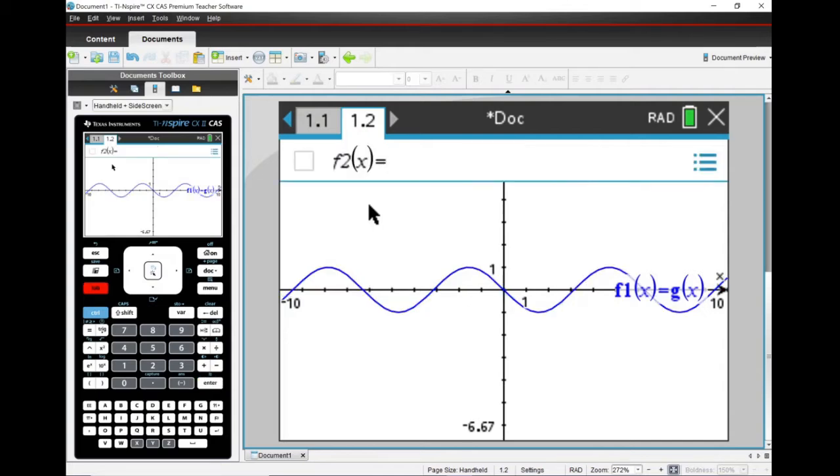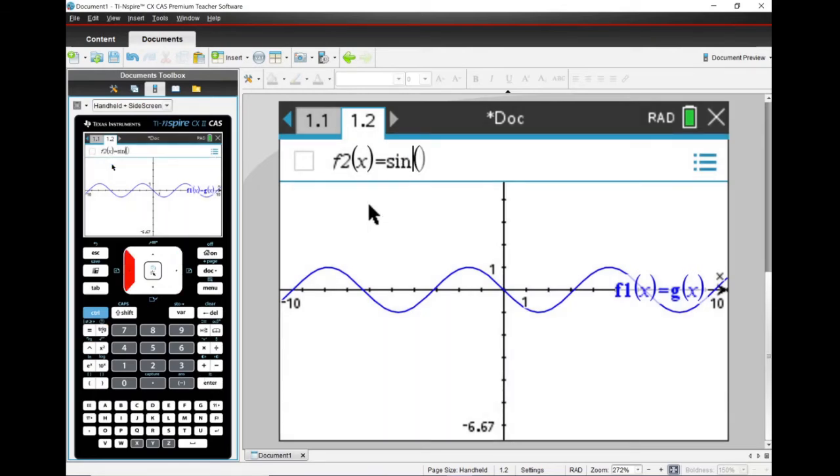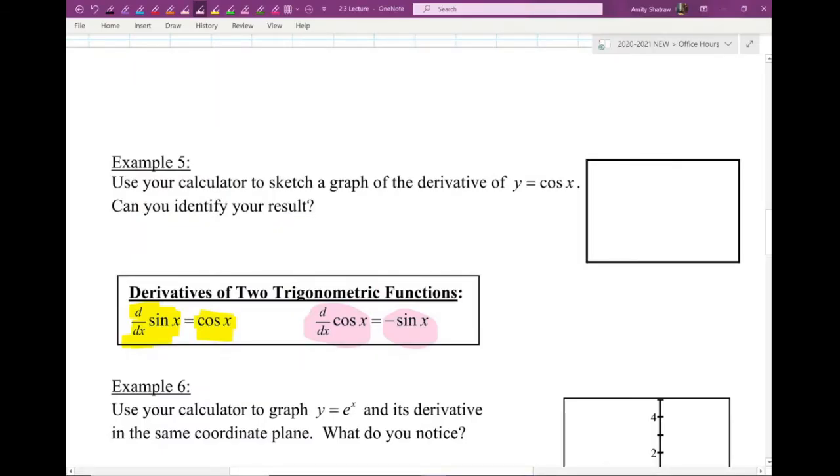But just in case you weren't sure, you can hit that trig function, and let's pick sine, and let's make it negative in front, and let's say sine of x, and when I graph it, boom, it lays exactly on top. So I know for sure that I'm right and that Mr. Taylor is right, and we can now sketch this guy.